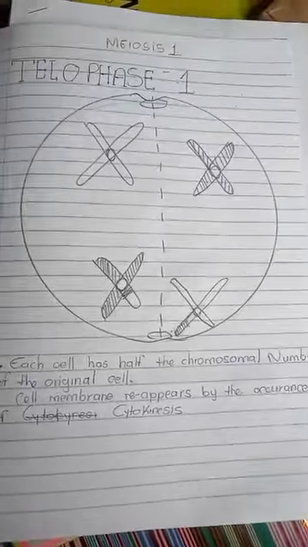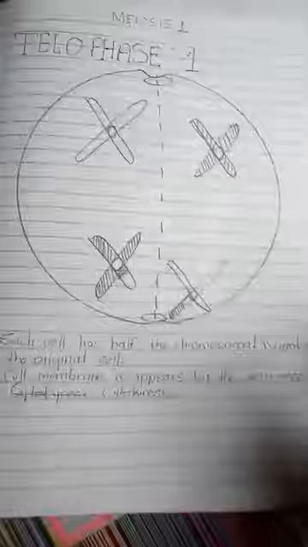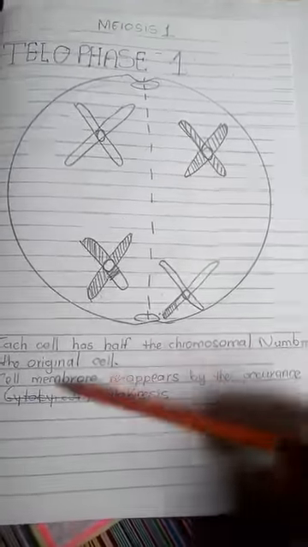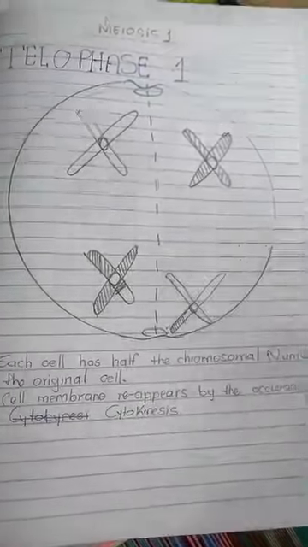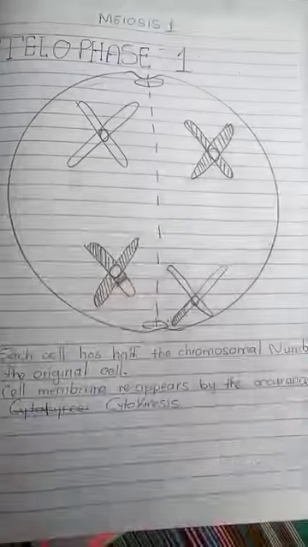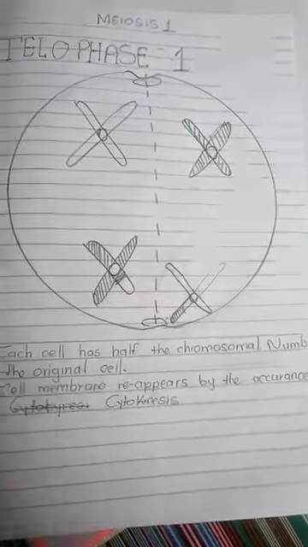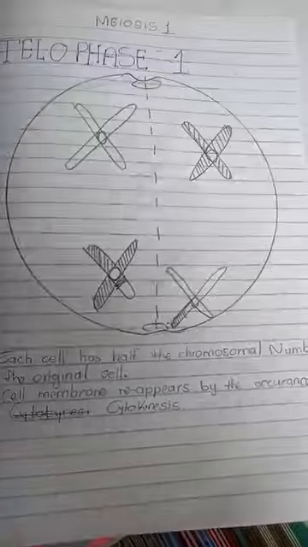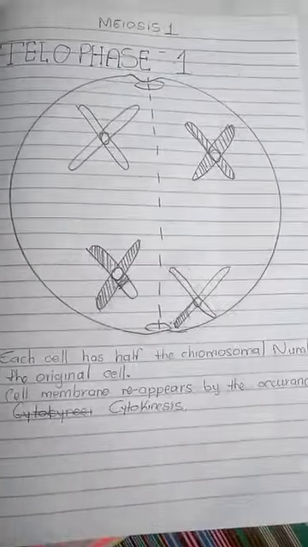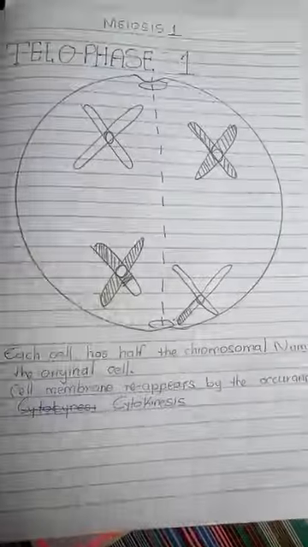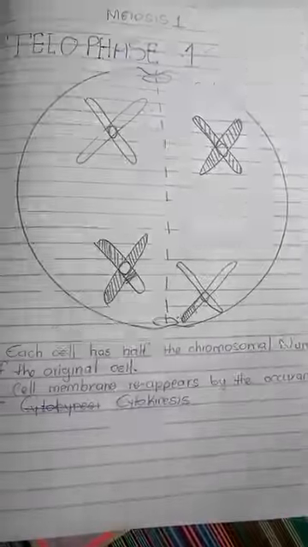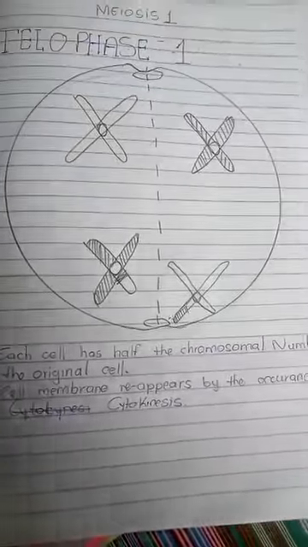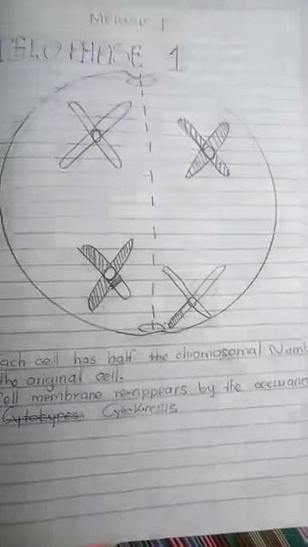So basically in Telophase 1, what happens is that each cell has half the chromosomal number of the original cell. Obviously, they are following the principle of meiosis, right? That the diploid cell will divide into 4 haploid cells. Like I said to you, the chromosomal number here does not remain constant. The cells that are formed as products of meiosis need to have half the chromosomal number of the diploid cell, of which I told you that diploid means there are 46 chromosomes, right? And so if it's haploid, it is half of 46, which is 23.